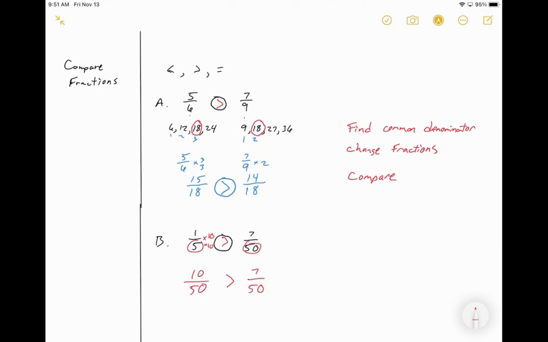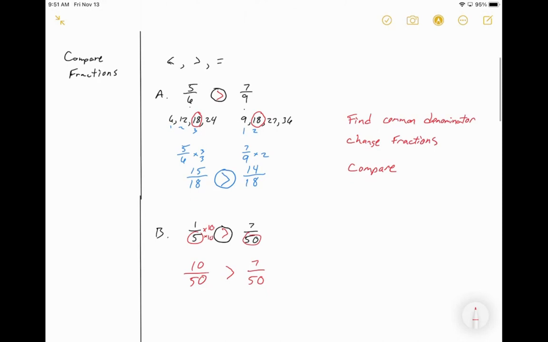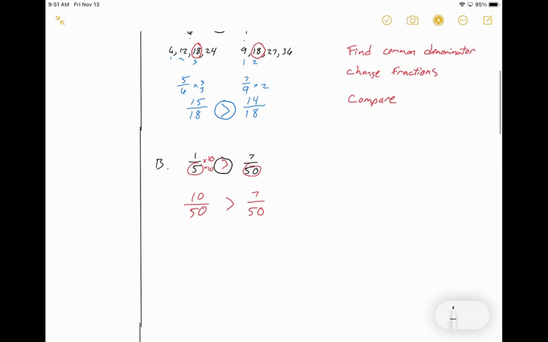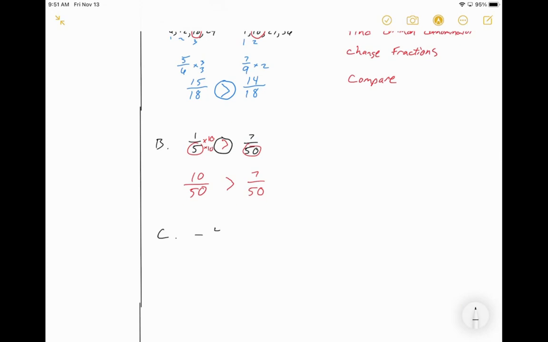All right, here's another one. I want you guys to try and do this one. How about, what if we have negatives? Negative 4/7 compared to negative 5/8. Ooh, tricky. All right, see if you can figure this one out.